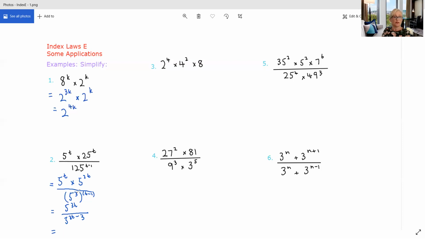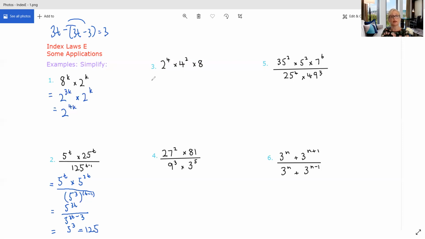Now, the numerator power is greater than the denominator power. And when we subtract them, 3t minus 3t minus 3 is just going to give you 3. So you're going to get 5 cubed, and you can put that as 125 if you like, or you can leave it as 5 cubed.